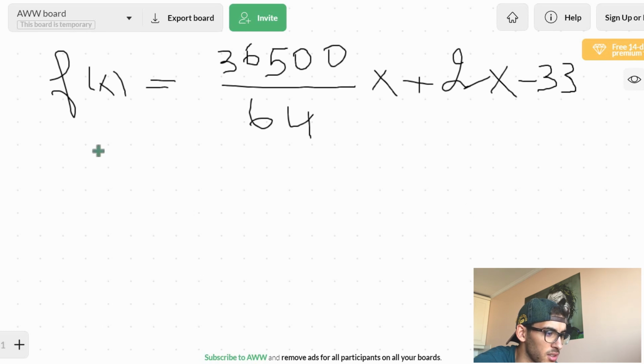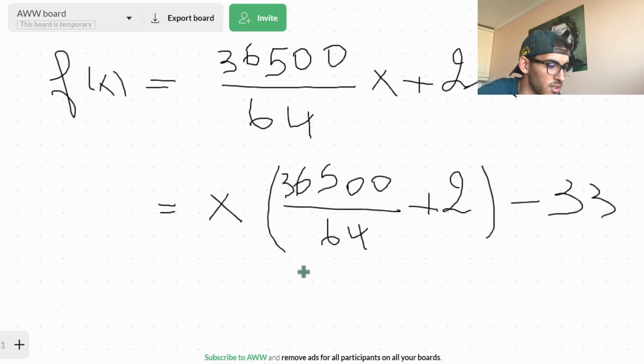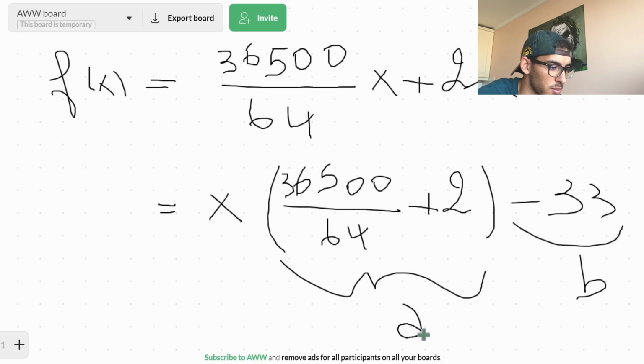Now if you want to calculate the slope of the function, what you do is you take all the x's and you put them in one single basket. Now 3, 6. It's up to you to calculate that number right here, but it's fairly simple. That would be the slope, because that's what we multiply by x. Remember, that's the a and that's the b, minus 33. That's the a and that's the b.